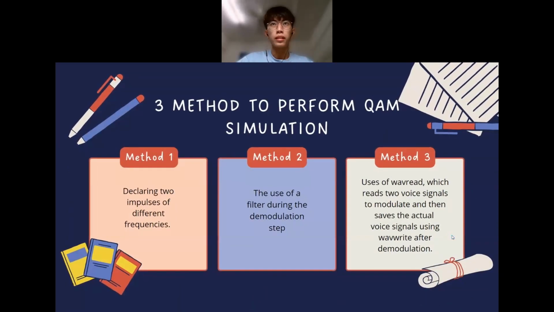So, there are three methods to perform QAM simulation. Method 1: declaring two impulses of different frequency. Method 2: the use of a filter during the demodulation step. And method 3: the use of wave read, which reads two voice signals to modulate and then saves the actual voice signals using wave write after demodulation.